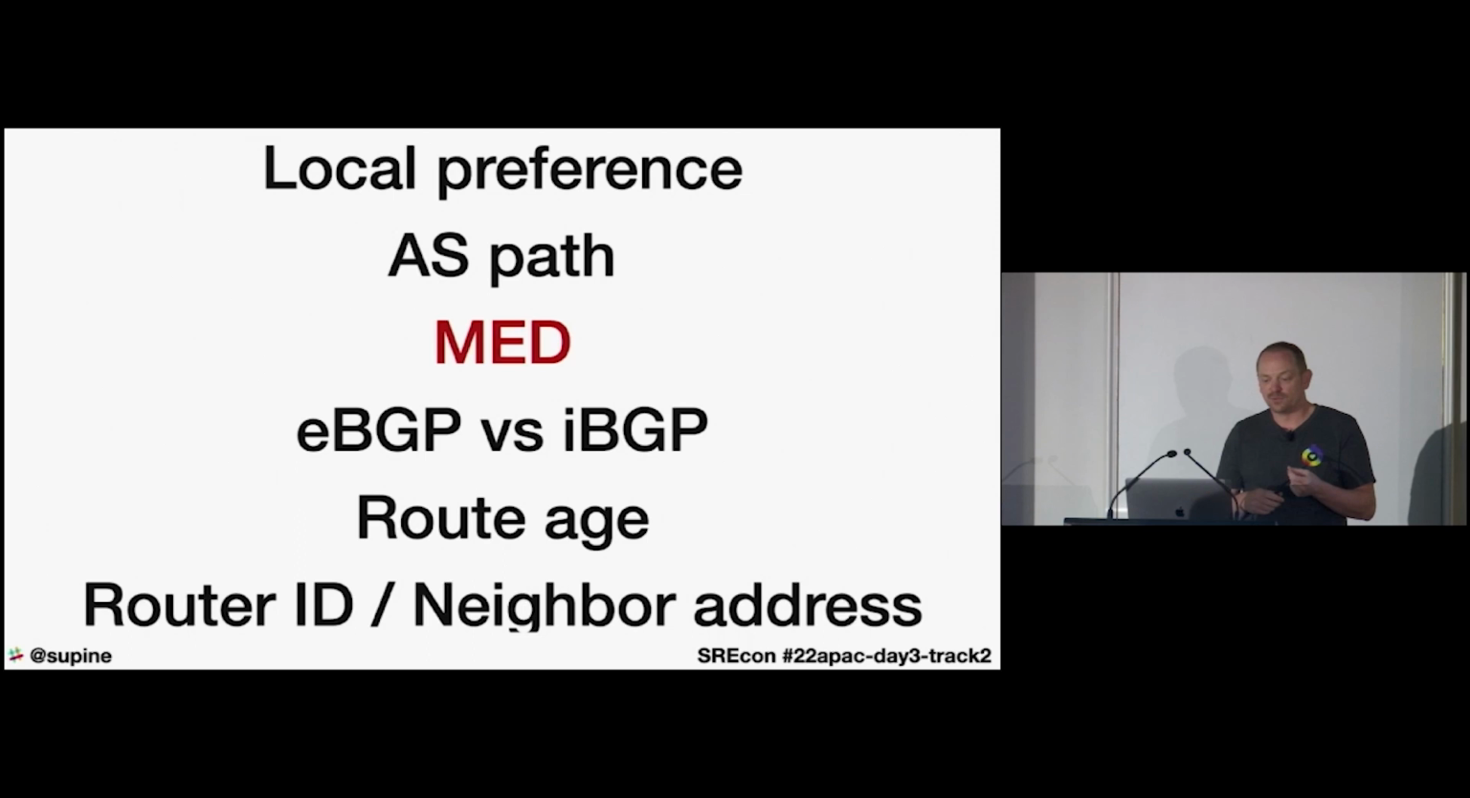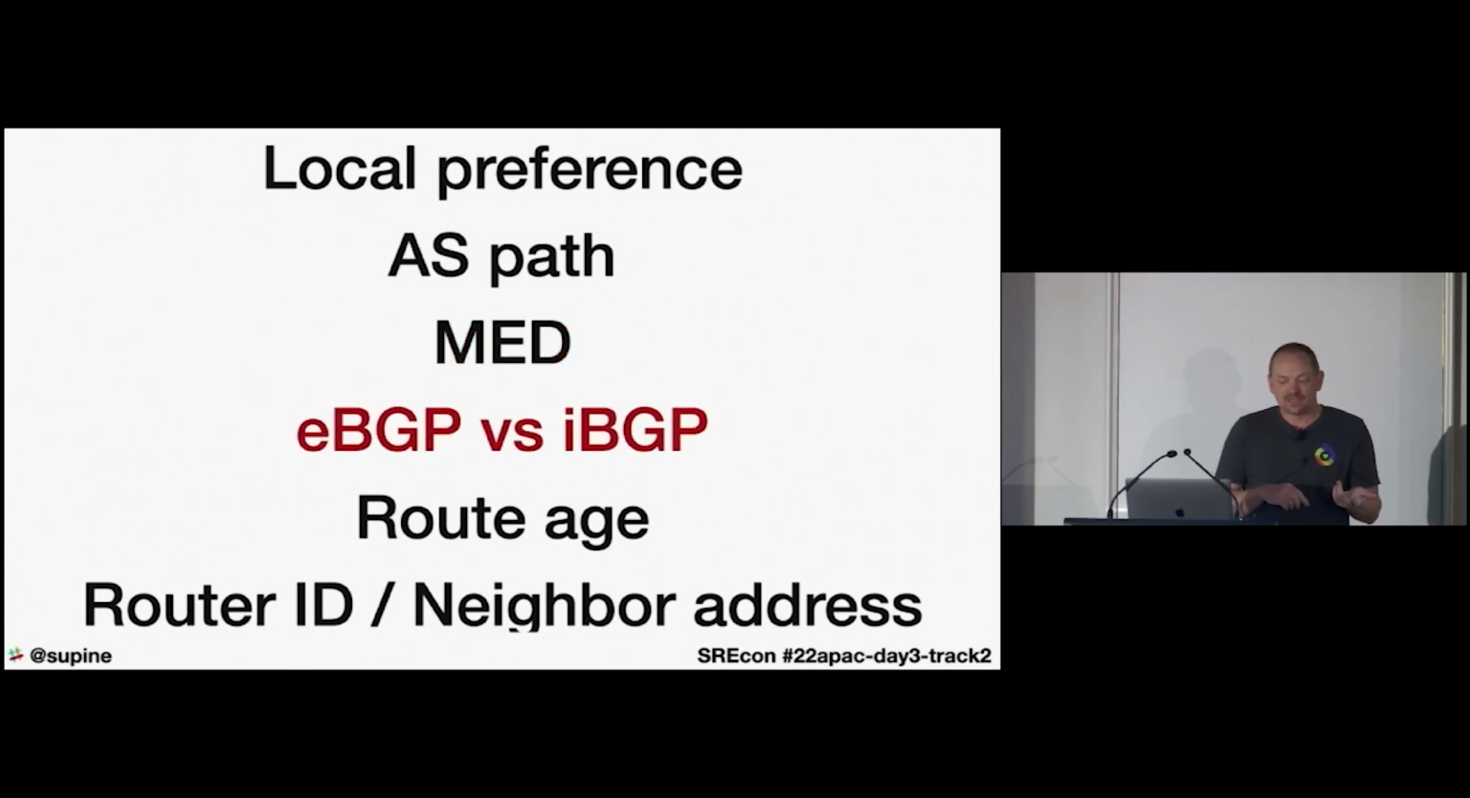MED is multi-exit discriminator. The design of this was for two networks that interconnect in multiple places, they can apply MED as they export routes to signal their preferred location for receiving traffic for that IP range. However, the network receiving those announcements can choose to honor that expressed preference or not. If they want something different to happen, they can override the MED attribute itself, or they can manipulate earlier attributes, so MED is never considered.